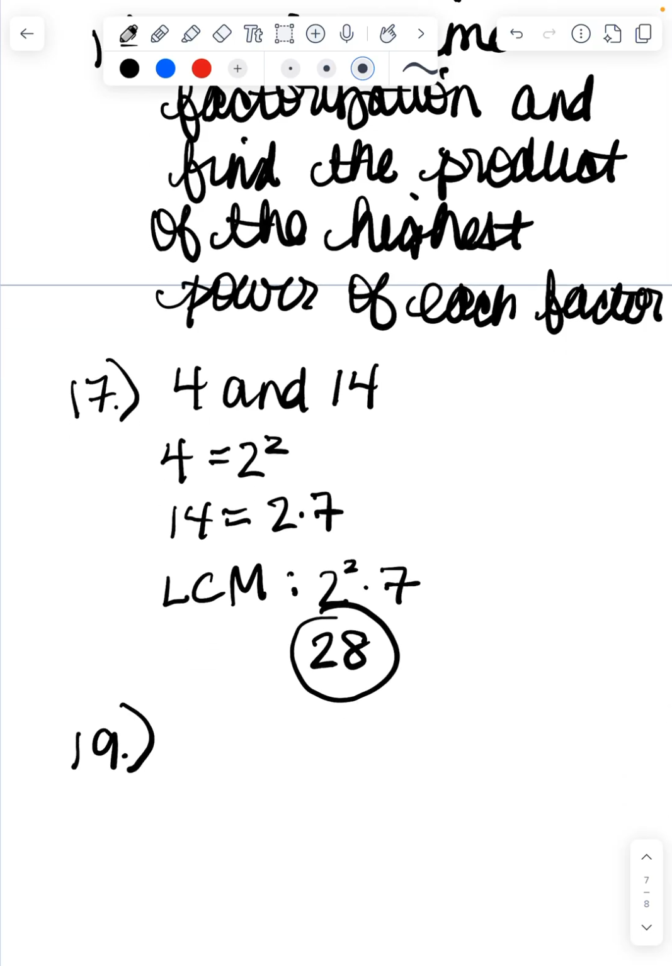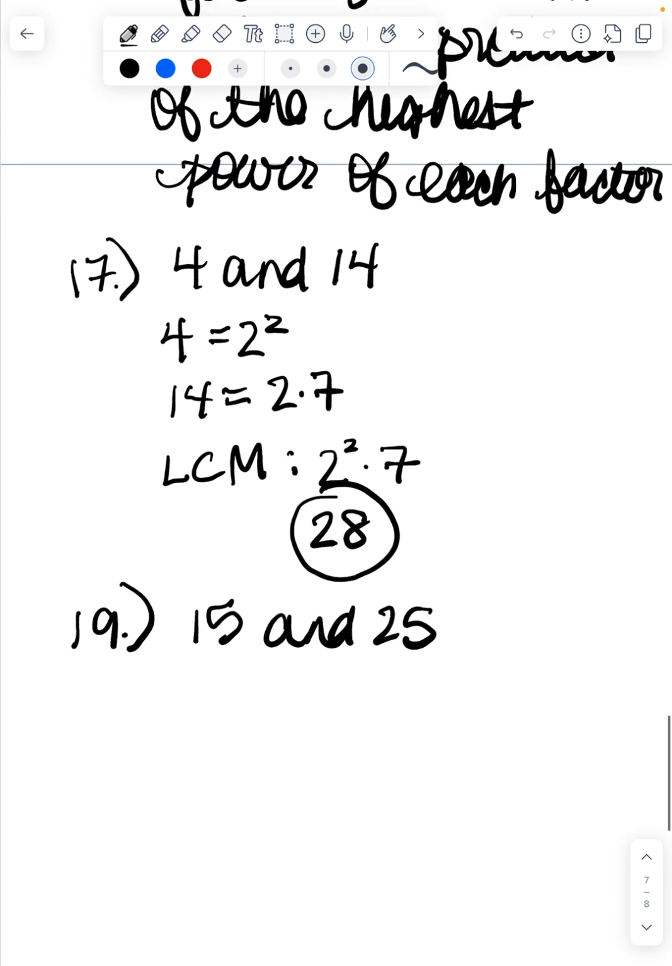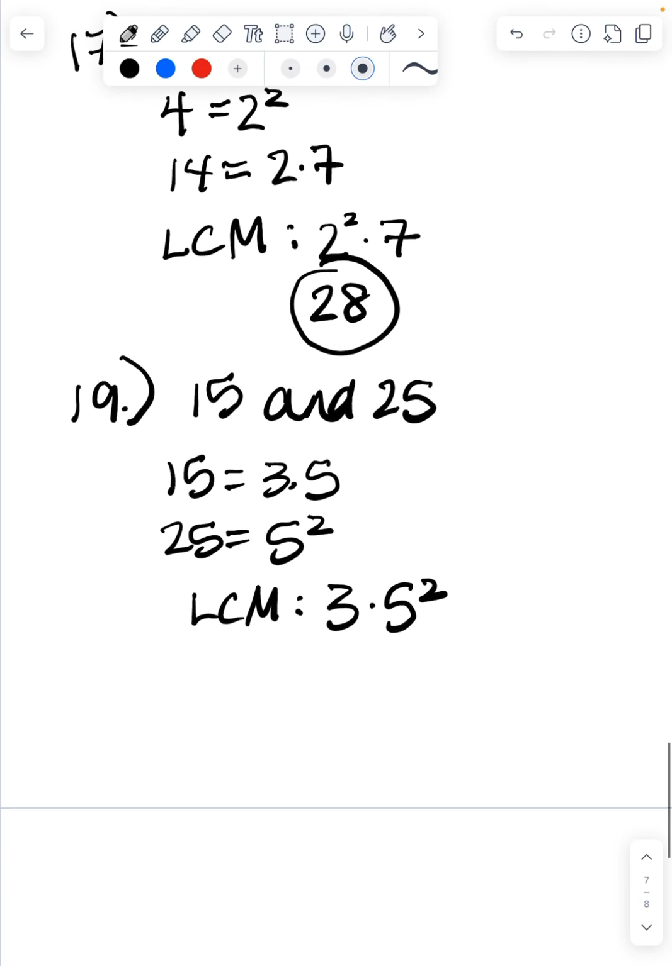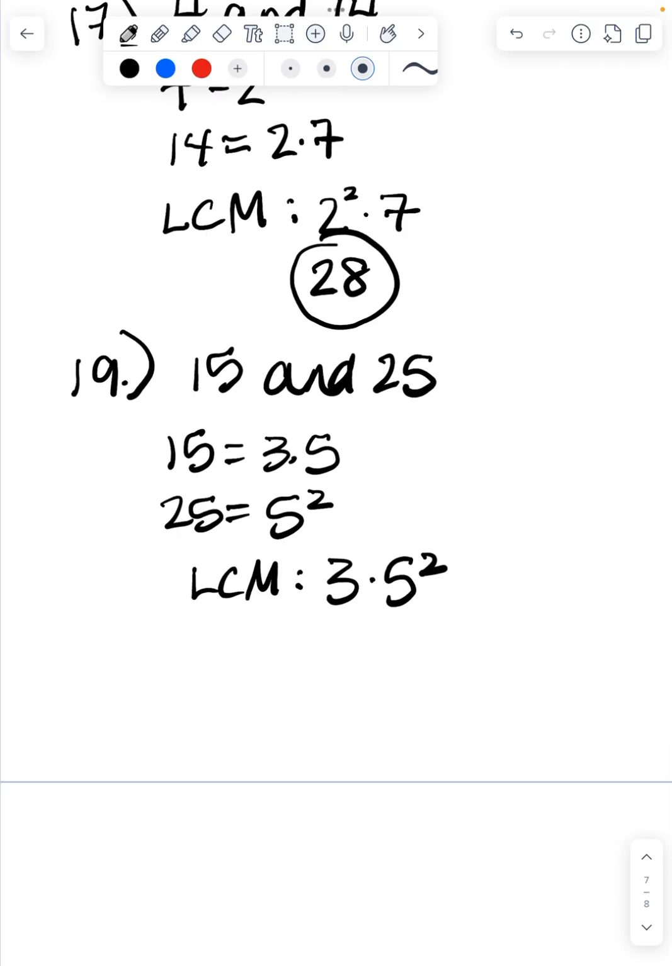Number 19, 15 and 25. 15 is 3 times 5. 25 is 5 squared. The LCM is going to be the highest of the 3s and the highest power of the 5s. That's going to give us, oh, I skipped one here. That's going to give us 75.